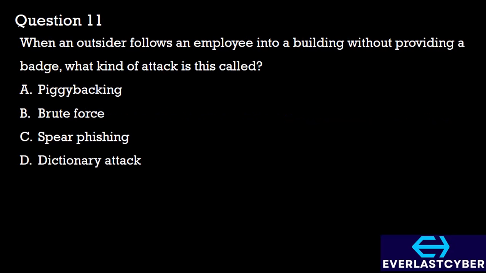Question 11. When an outsider follows an employee into a building without providing a badge, what kind of attack is this called? A. Piggybacking. B. Brute force. C. Spear phishing. D. Dictionary attack.